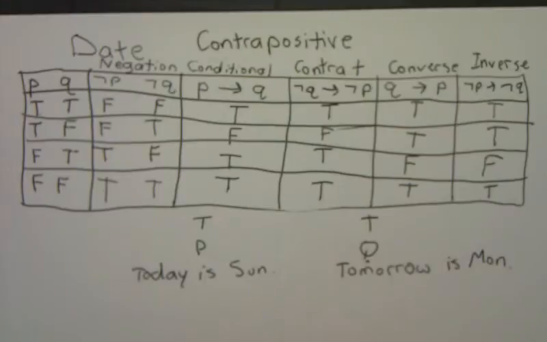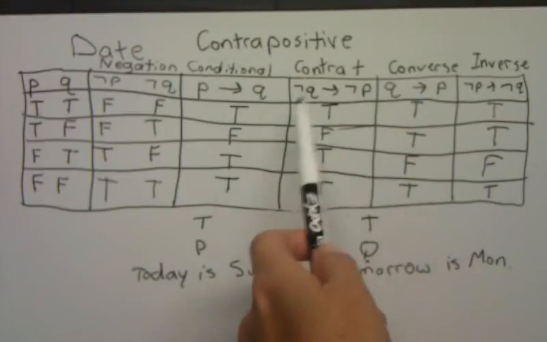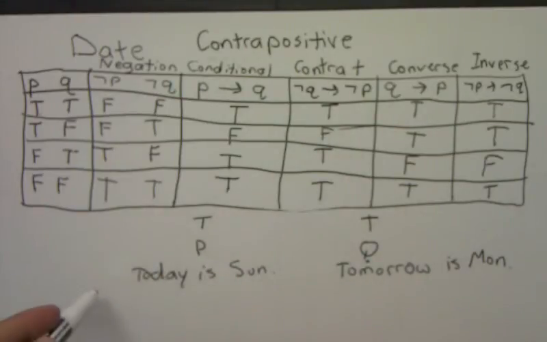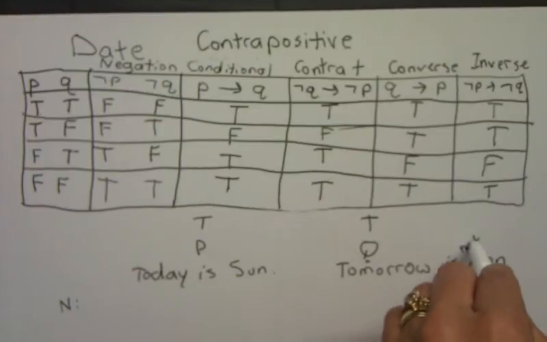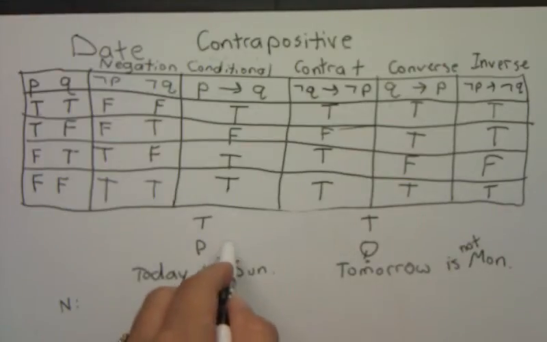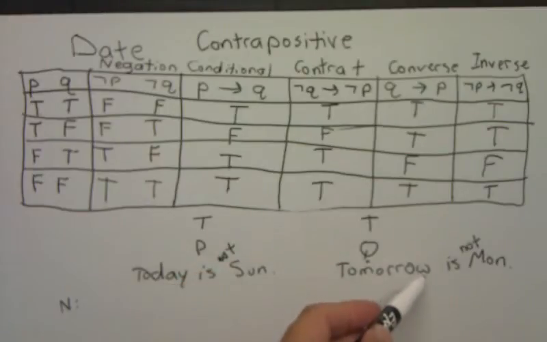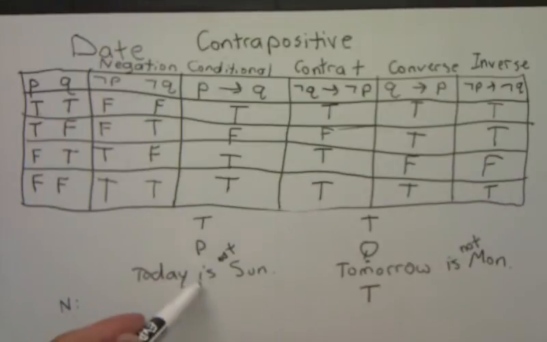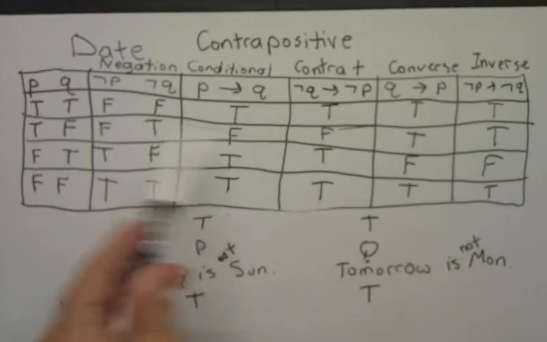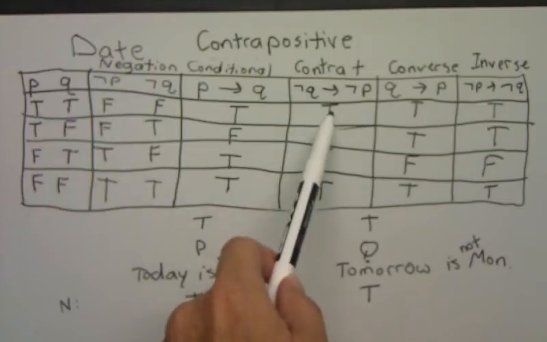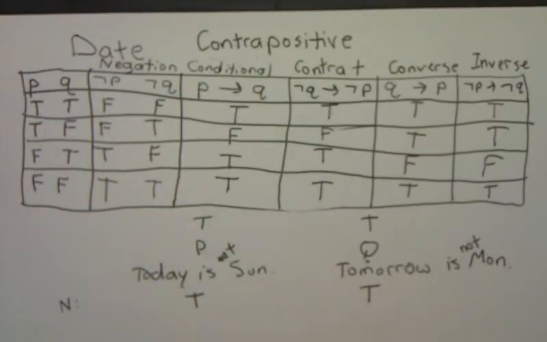The contrapositive says, now remember, we have to switch them and negate them. Switching them means we're going to read this one first and then that one, but we have to negate them. So instead of tomorrow is Monday, tomorrow is not Monday. Today is not Sunday. So this says, if tomorrow is not Monday, we're going to say that's true, then today is not Sunday. That's true. According to my contrapositive, if they're both true, then my statement is true.